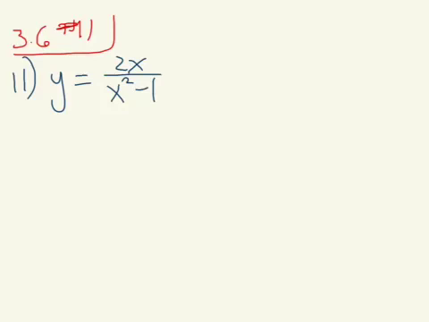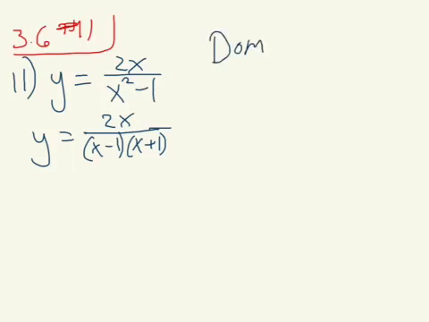In that case, you probably want to factor things as much as possible and do any kind of simplifying that you can. The denominator is factorable, but no simplification will occur. That does help us quickly determine the domain. You can see that x cannot be 1 or negative 1. I could write all reals such that x is not 1 or negative 1.